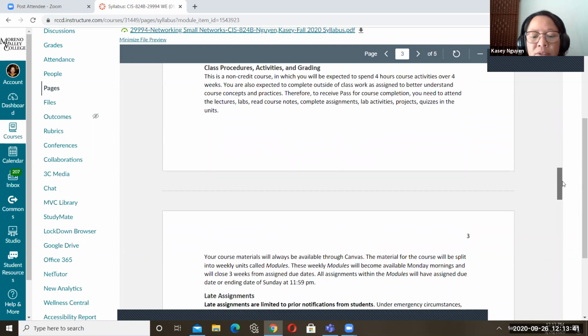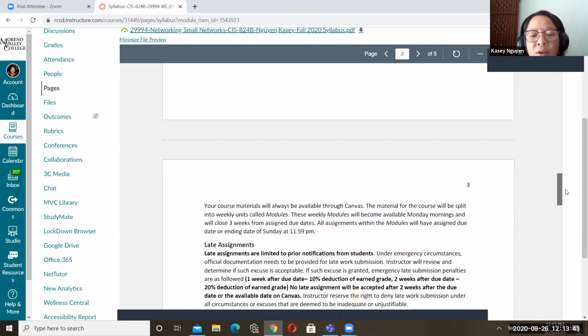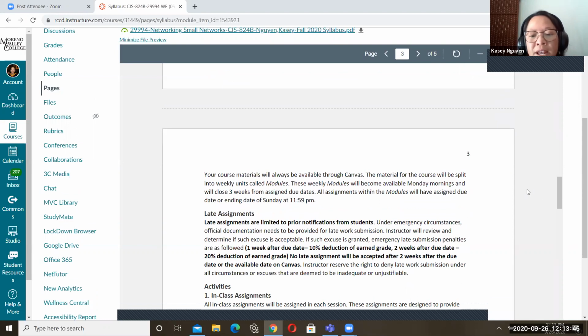So the procedures for this course: I organize everything in a module in Canvas. Every week we will have a different module, and in each module you will have assignments, lab, project, and quiz. There will be times that we won't do project parts, but I want you to incorporate some hands-on activity as part of the project. It will enhance the learning process.